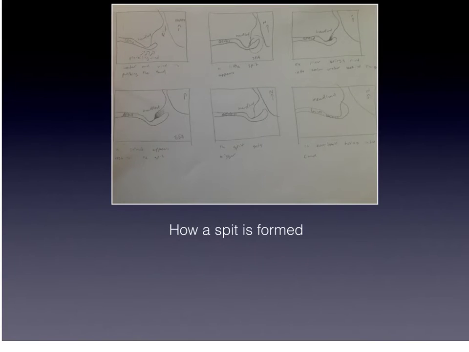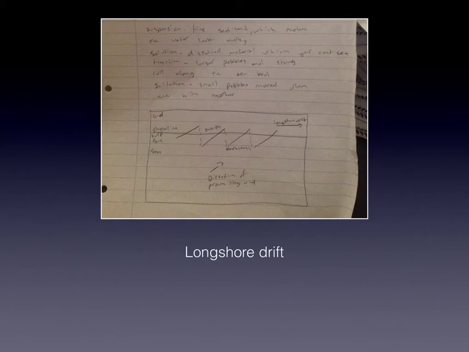A spit is formed when the prevailing wind blows at an angle to the coastline, which causes a longshore drift. When that keeps happening, stuff from the bottom of the sea will come up and form land, as you can see in the diagrams. A longshore drift is basically transportation of sediments like clay, silt, and sand along a coast at an angle to the shoreline, which causes spits.